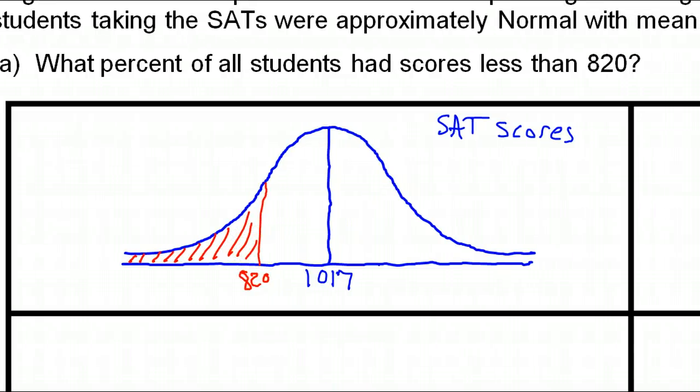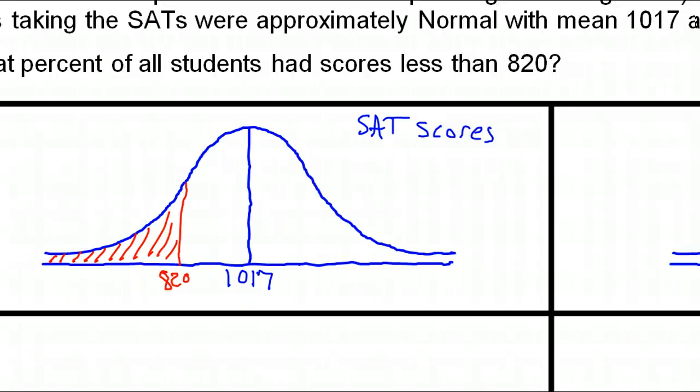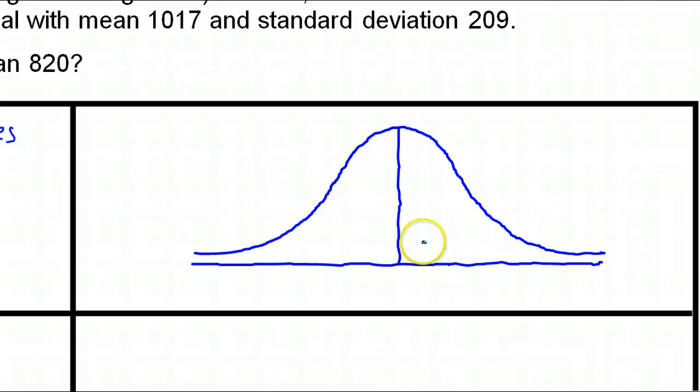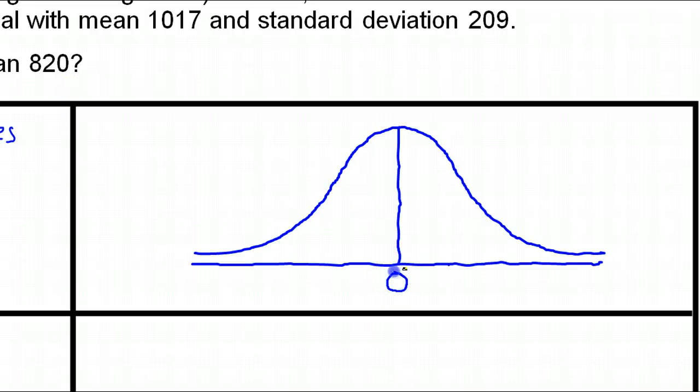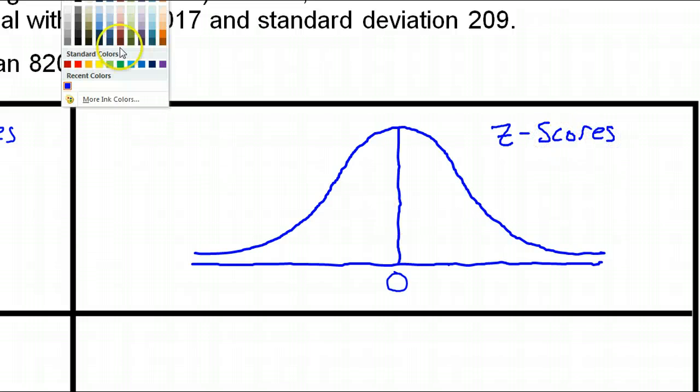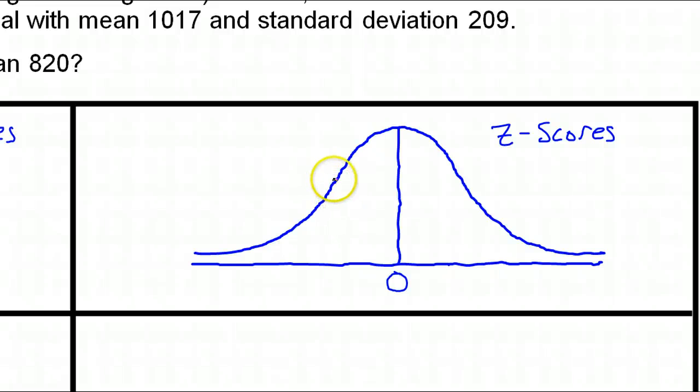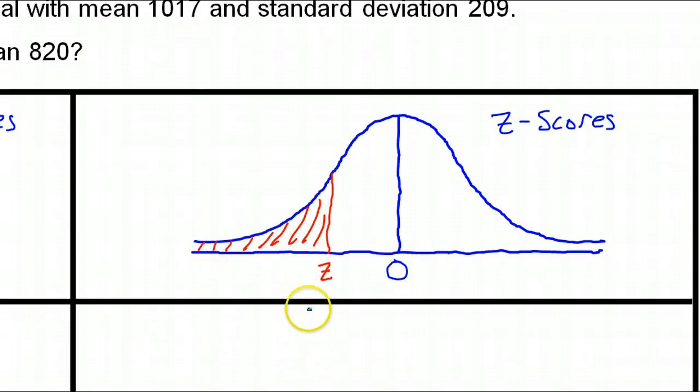Now let's put the same information on our z-score chart. As far as z-score, the mean is always 0, and let's definitely label this as z-scores. And let's draw that red part as well. So we don't know what this z-score is, so I'm just going to call it z for now. But we still want to know less than, just like before. All right, so we're looking for this percent.